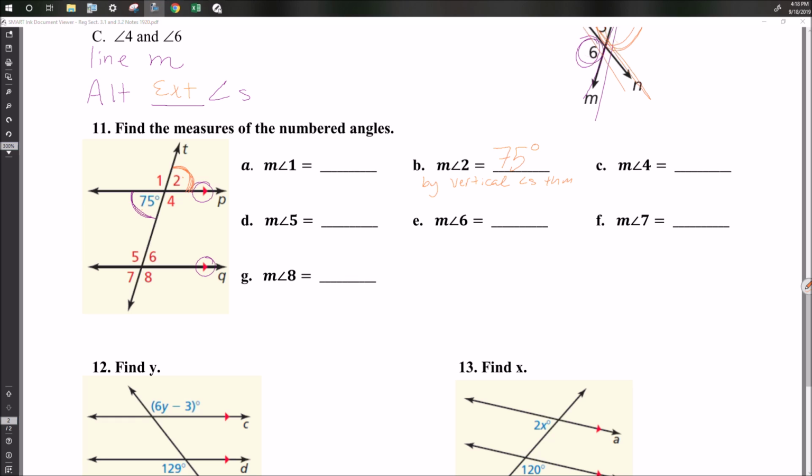So now the next angle I could try to find is angle 1. Angle 1 and angle 2 are a linear pair. See how their non-common sides form line P, and this part is part of line T. So that means that they add to 180 degrees. So 180 minus 75 is going to be 105 degrees. So the measure of angle 1 is 105 degrees, and you could use the linear pair postulate. Linear pairs are supplementary. Or you could use the definition of supplementary angles if you wanted.